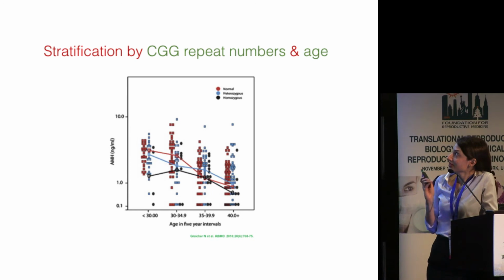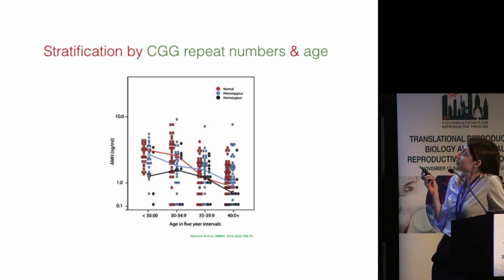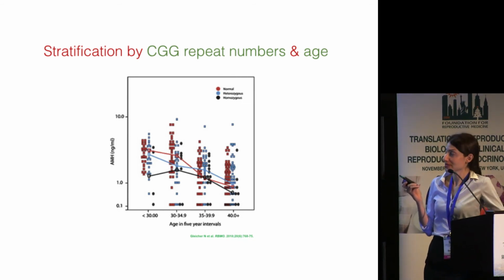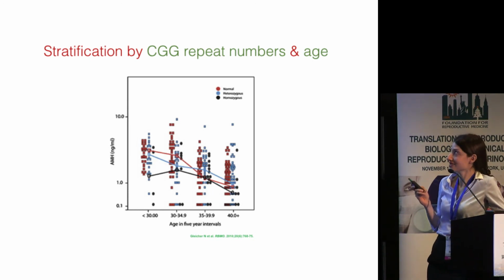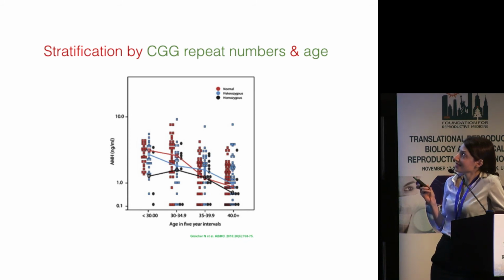And here's another example of stratification by both CGG repeat numbers and age. This is based on the same data as in the previous figure. Both stratifications allow you to see that specifically between the ages of 30 to 40, women with normal CGG repeats between the range of 26 to 34 have the steepest decline in AMH, whereas women with alleles outside of the range have a more moderate and less steep decline.